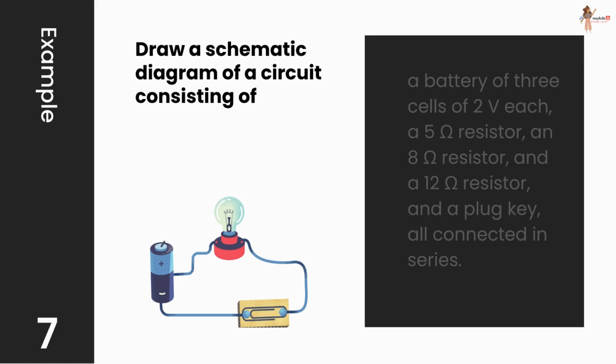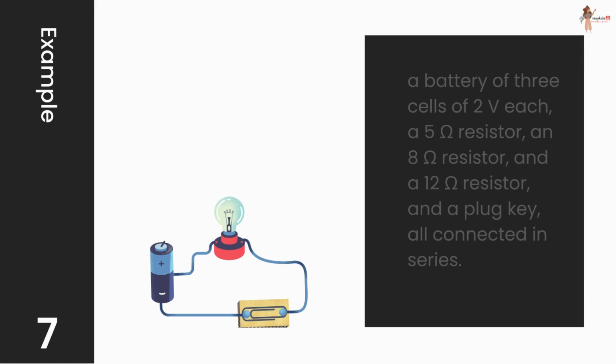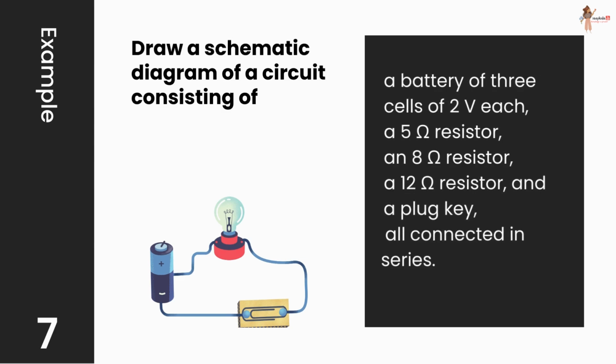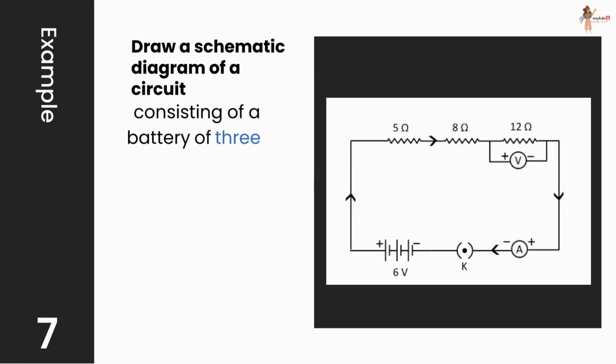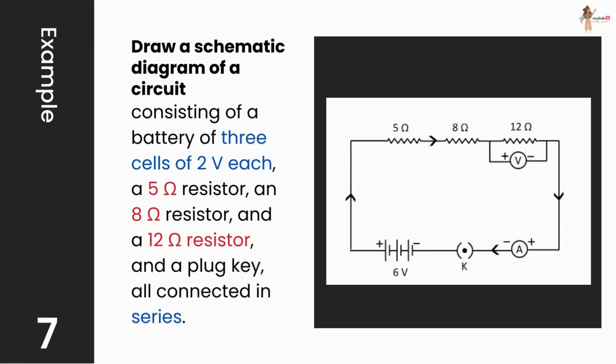Now, if we are to draw a schematic diagram of a circuit consisting of a battery of 3 cells of 2 volt each, a 5 ohm resistor, an 8 ohm resistor and a 12 ohm resistor and a plug key, all connected in series, it would look like this. Here you can see all the given components connected in series.